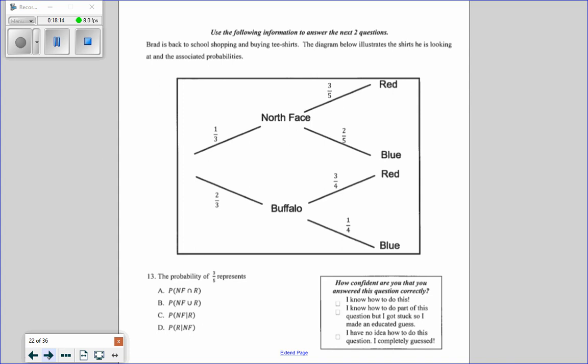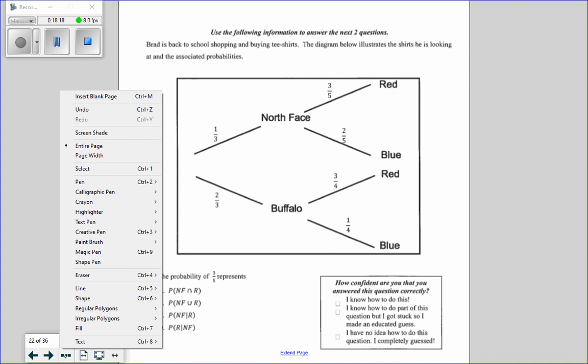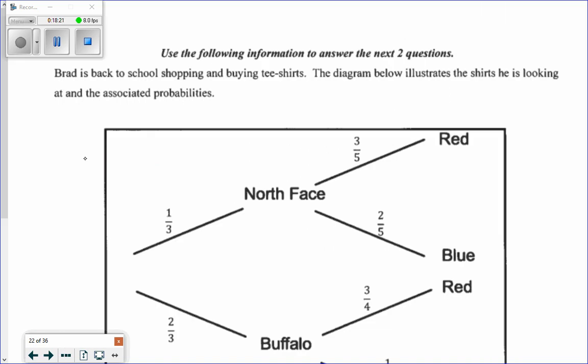Okay, so we did these right at the very end of the unit. I'm just going to make this not quite so small. So we talked about these tree diagrams and how they organize information. What you have to know is that, well, here, I'll explain it. So Brad is back to school shopping and buying t-shirts. The diagram below illustrates the shirts he is looking at and the associated probabilities. So the probability that he buys a North Face is 1/3. The probability that he buys a red shirt is 3/5.